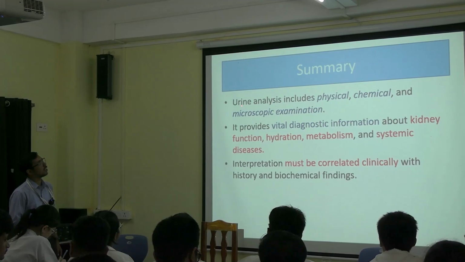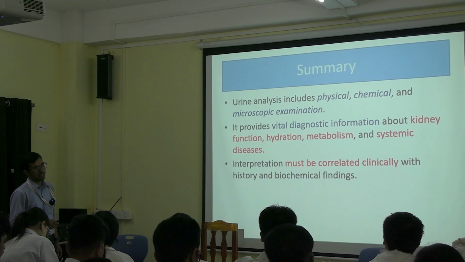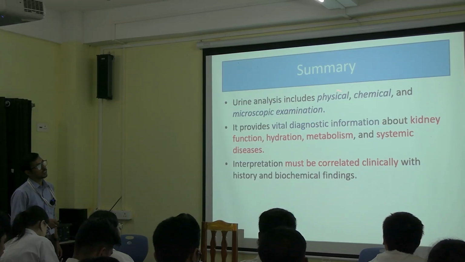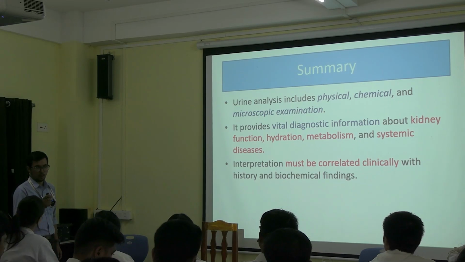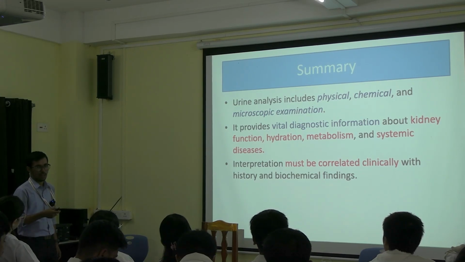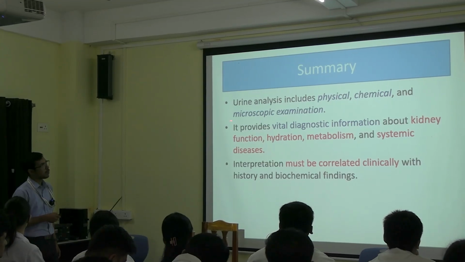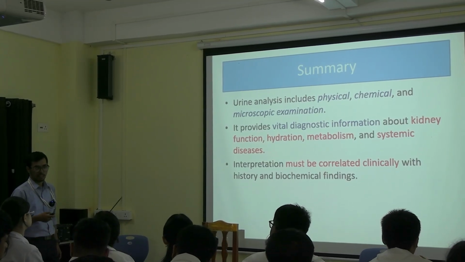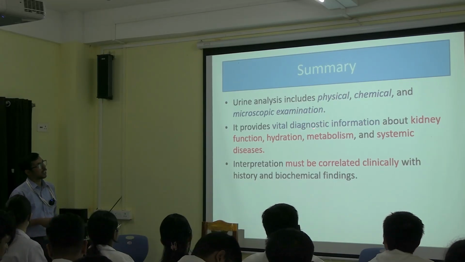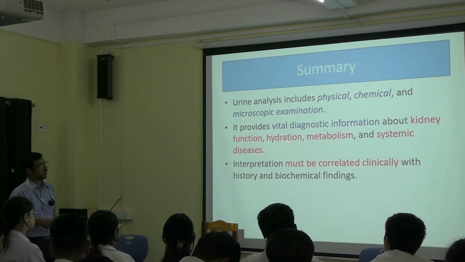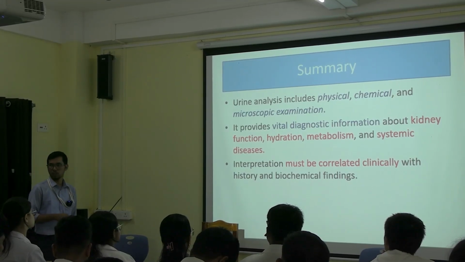So in summary, urine analysis includes how we analyze the urine, first physically, by visual inspection. We can see WBC, pus cells, white turbidity, and highly colored urine. Then chemically by those tests, and then microscopic examination, where we see casts, WBC, RBC, and so on. Then it provides vital diagnostic information about kidney function. How your kidney is functioning, we can understand by doing this test.